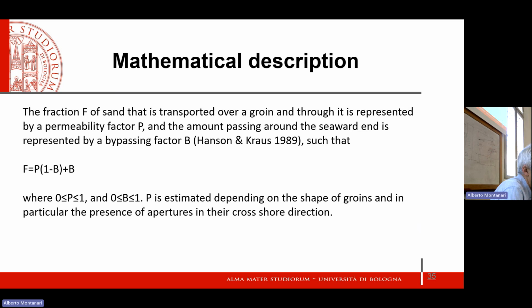We can express it in a very simple way, depending on the permeability of the groin, and the permeability of the groin depends on how the groin is made. If you have a groin with windows, permeability may be simply estimated as the area of the windows divided by the total area of the groin. And then there is a coefficient of bypass, meaning a coefficient between 0 and 1. Permeability is also between 0 and 1, but capital B, the coefficient of bypass, varies in the range 0 to 1 and expresses the fraction of the sediment transport that is bypassed at the offshore head of the groin, bypassed through the toe of the groin.